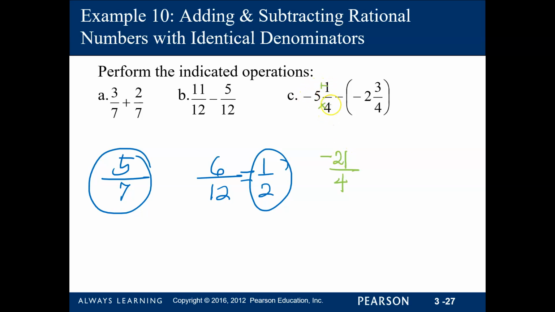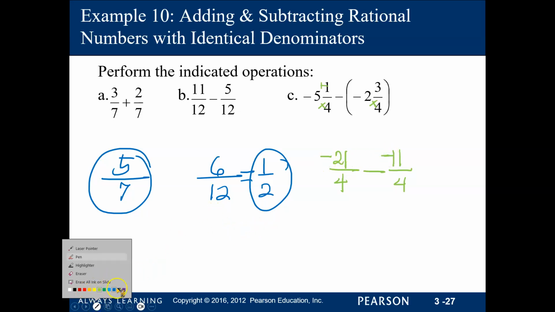So negative 5 and 1/4 is going to be negative 21 over 4 minus, all right? So same scenario here. We're just working with the fraction part. 4 times 2, which is 8, plus 3, that's going to be 11 over 4. But again, this is a negative, so it's going to be negative over here.